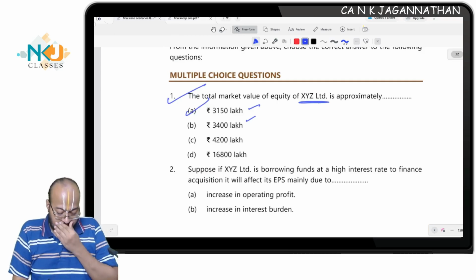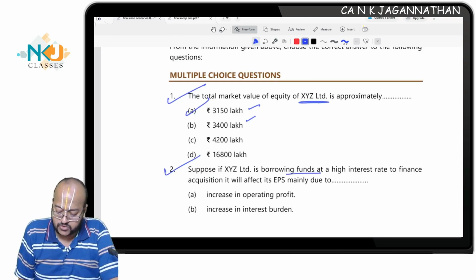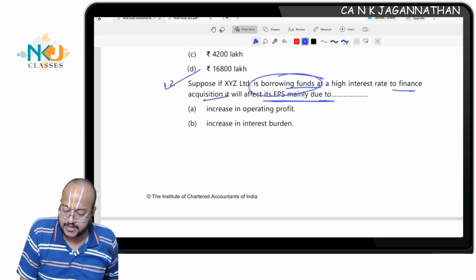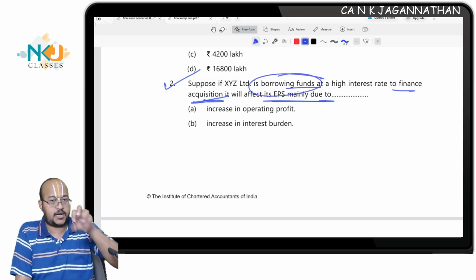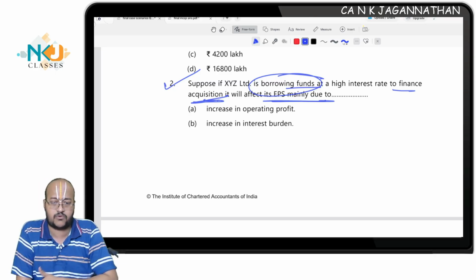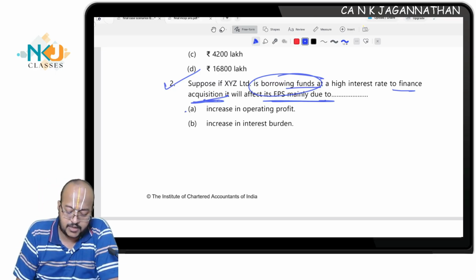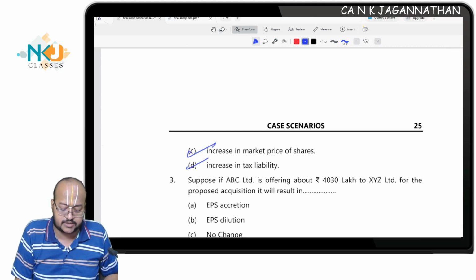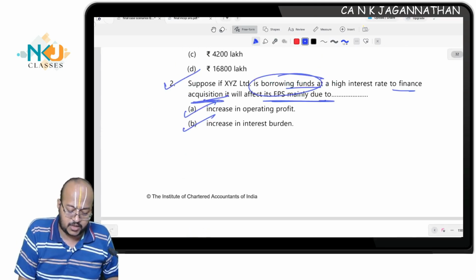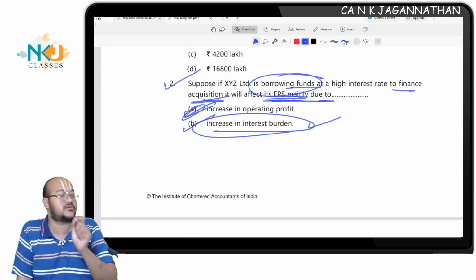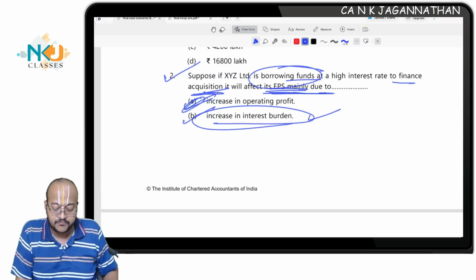Next. Suppose if XYZ Limited is borrowing funds at a higher interest rate to finance acquisition, it will affect its EPS mainly due to, okay, see, if it is borrowing funds at a higher interest rate to finance the acquisition, which means it is financing the acquisition through borrowing. Okay, levered buyout. Okay, you have heard about it. In this case what will happen? Increase in operating profit, increase in interest burden, increase in market price of the shares, increase in tax liability. See, all these are wrong. It should be increase in interest burden. This will increase in interest burden. That's why it will affect EPS. Okay, levered company. Higher interest cost will reduce the earnings per share.